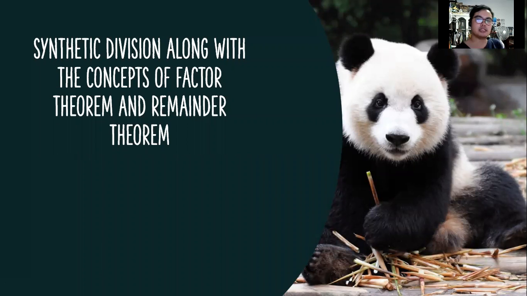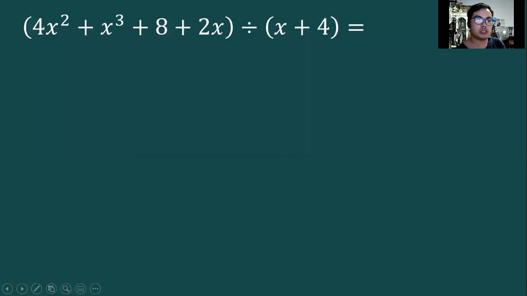So our topic for today is synthetic division along with the concepts of factor theorem and remainder theorem. Okay, so here is our first example. We need to make sure that all terms are arranged according to the descending order of the exponents. So keep in mind that each constant is the last term. It should be the last term.